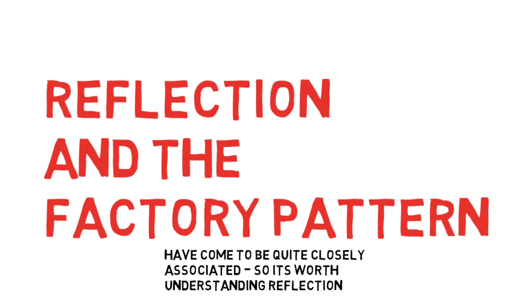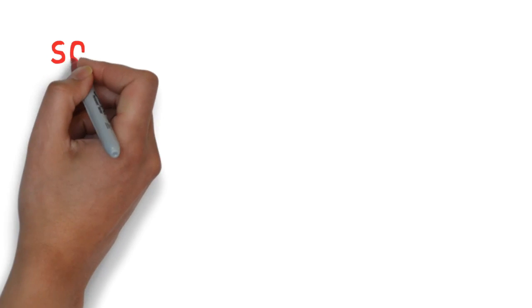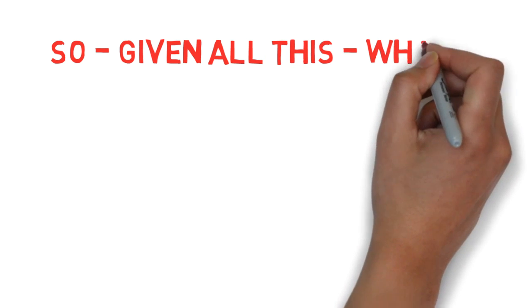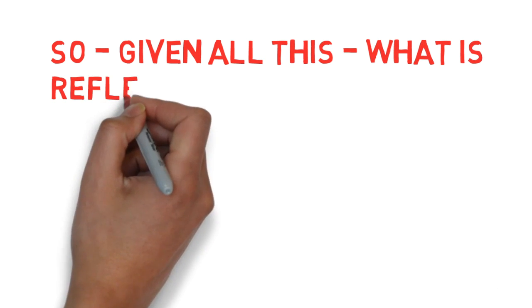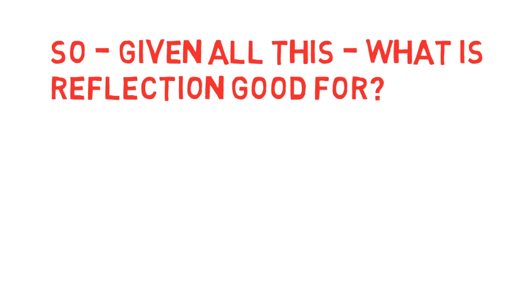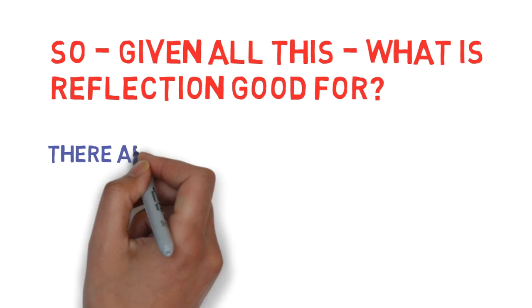Since reflection is so closely allied with the factory pattern, we took a small detour into looking at what exactly reflection is. We learned how it can do a whole bunch of things for us at runtime, and then we learned about its various pitfalls. So, given all of this, what is reflection good for? What are some of the situations where we can use this?